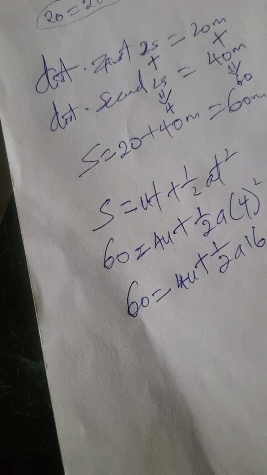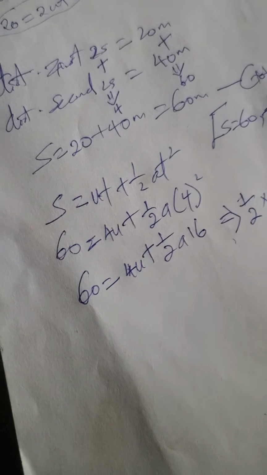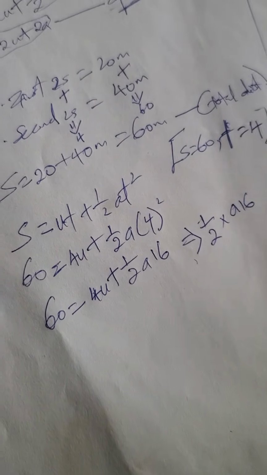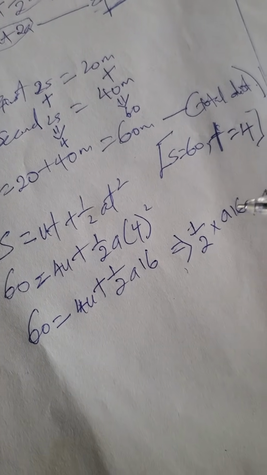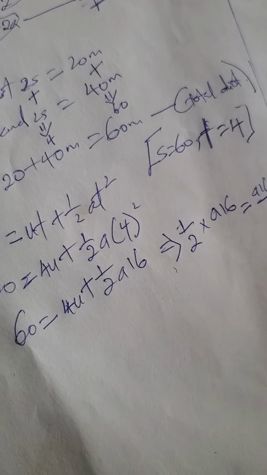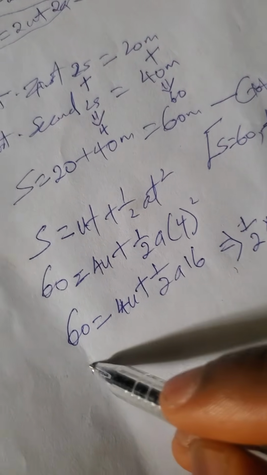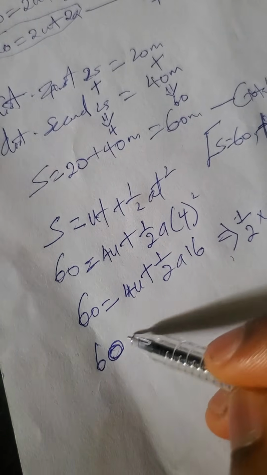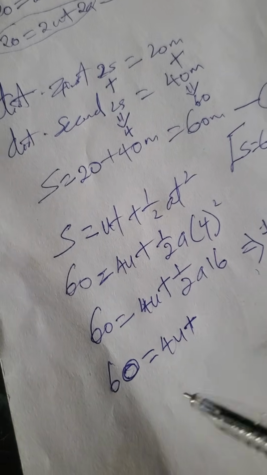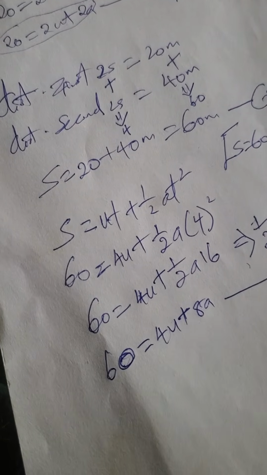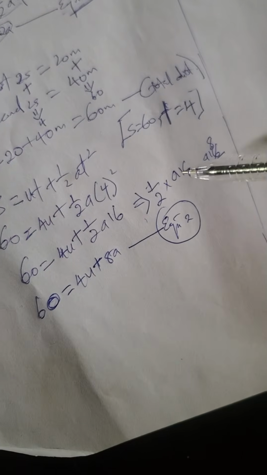Alright, so now it will be 1 all over 2 times a16. I'm making this so that you can understand, which will now give us a16. a16 times 1 gives you a16, divided by 2. So cancel this once, cancel this 8 times. So that will now be 60 equals 4u plus 8a. Do you get me? So that is equation 2. Do you understand?